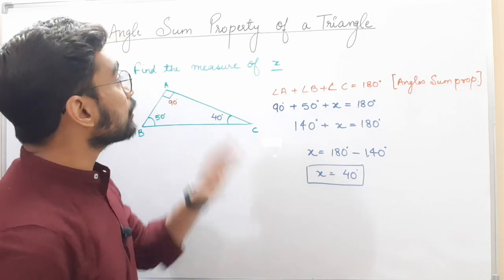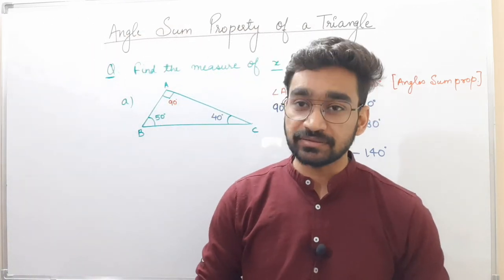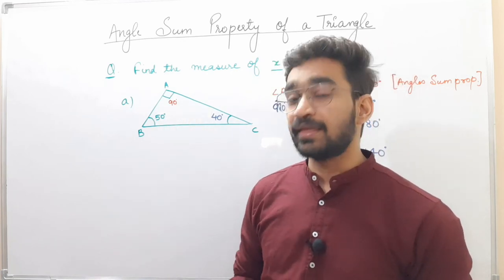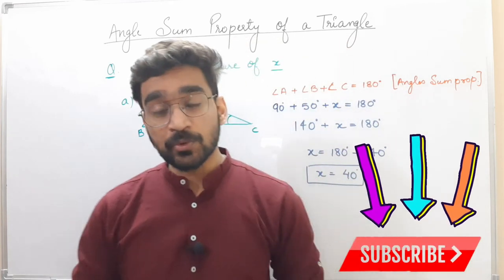So this is all about the angle sum property of a triangle. I am repeating that the angle sum property says that the sum of all the three interior angles of a triangle is always equal to 180 degree. And I hope you have understood it.